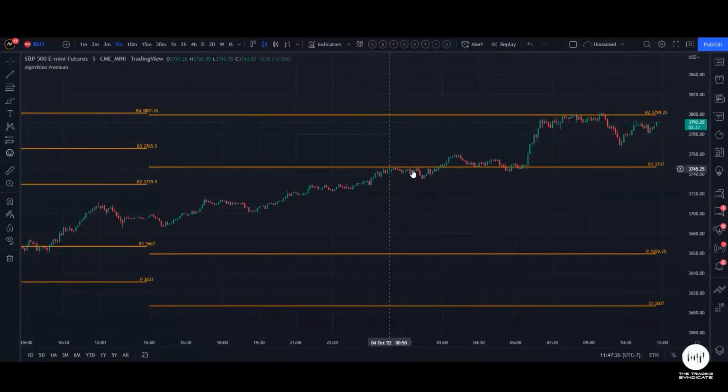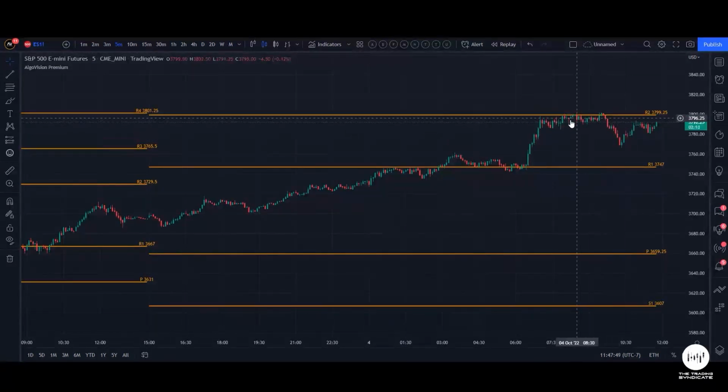Basically, what you can do here is notice right here we have an R1. This is the first resistance, and notice that we do find some resistance right here. However, it breaks above this resistance level. And remember what happens to a resistance level when it's broken through? It turns into a support. Notice it acts as a support over here and then bounces off and moves to the next resistance level where we are currently trading just below.